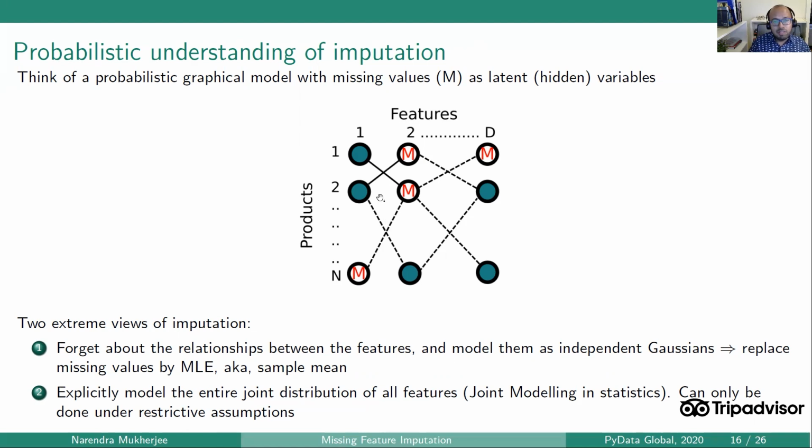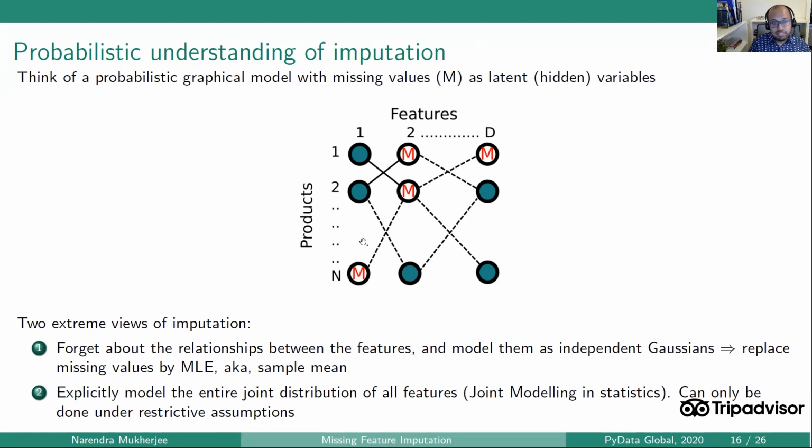So one extreme is to keep it really simple and to forget about any of these links between the different features of the different products. So you get rid of all of these links and model each feature as an independent Gaussian. And so we would then replace the missing values by the MLE, which would be the sample mean. And so any sort of mean imputation is, from a Bayesian perspective, doing that. It is ignoring any sort of relationship between the features.